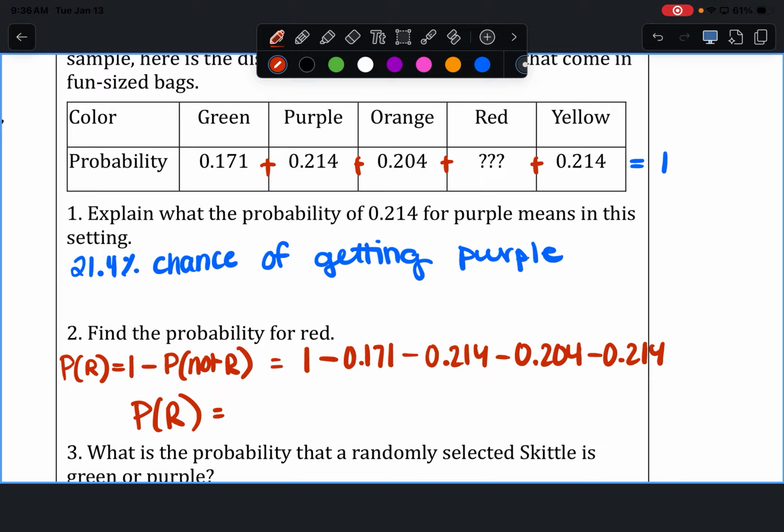So what is 1 minus 0.171 minus 0.214 minus 0.204 minus 0.214? What is that? It's 0.197.